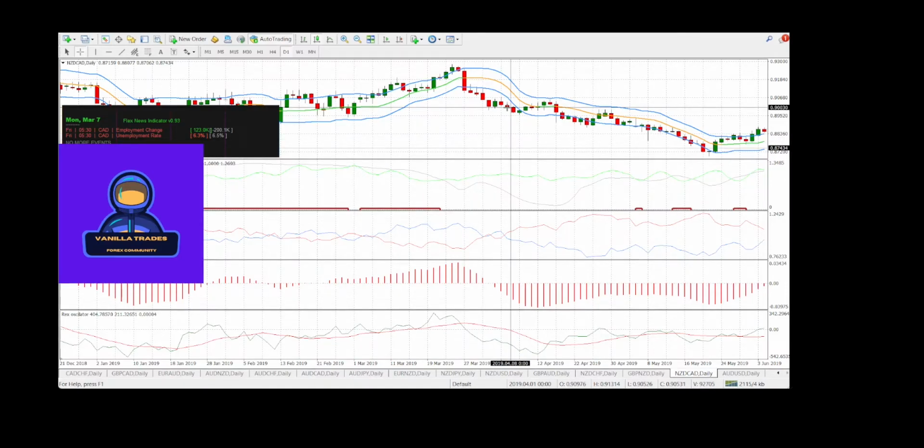Right here, let's take a look. It says to go long, but of course, because the price is below our moving average, we're not going to go long. Right here, price says to go short again, but again, because we're out of the ATR bands, we're not going to be going short. So we can keep going here.